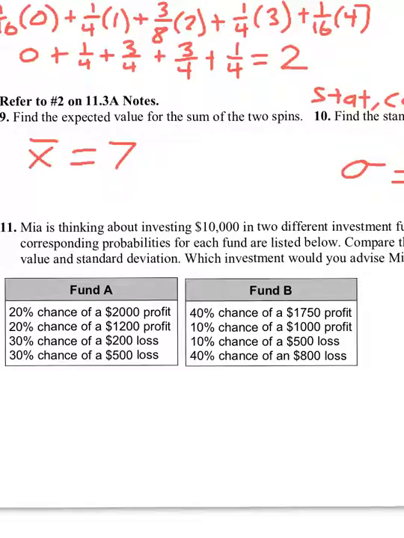All right, now I'm going to go to L3. And I'm going to put in the profit values 1750, 1000, negative 500, negative 800. And in L4, I'm going to put in the probabilities for each of those values. 0.4, 0.1, 0.1, 0.4.